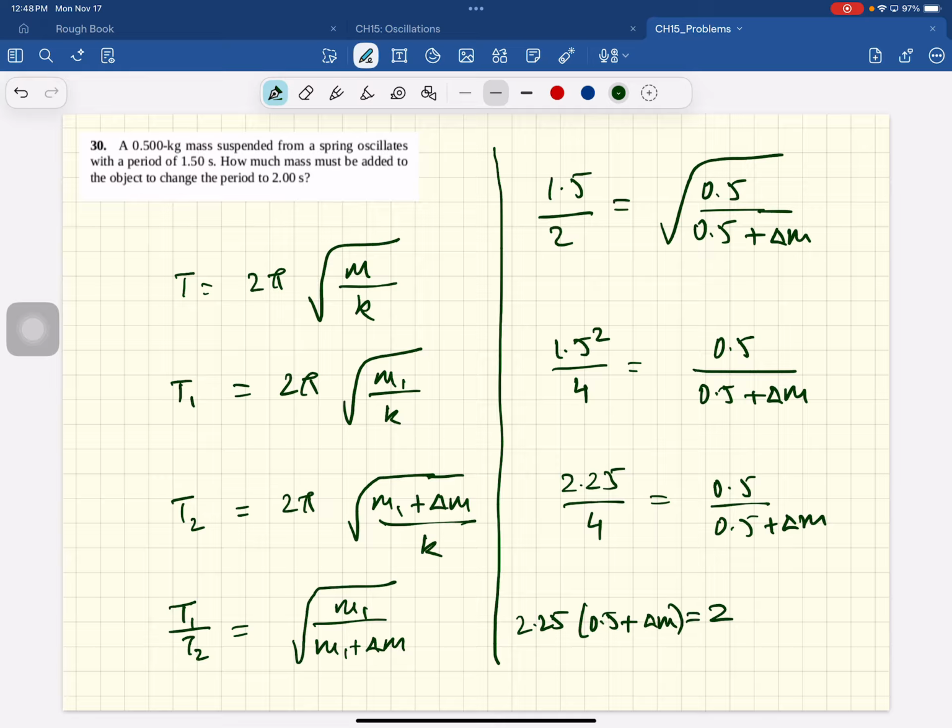Okay, so you almost have to double the mass. You increase the mass by 0.39 kgs and the period will go from 1.5 to 2 seconds.